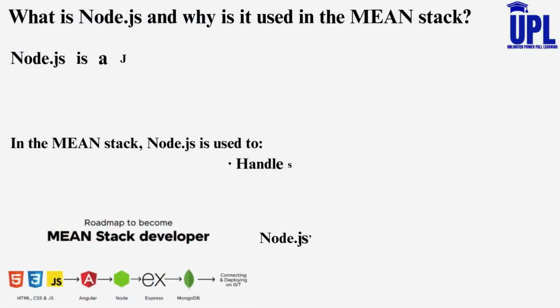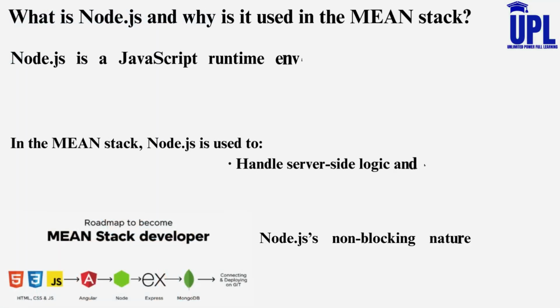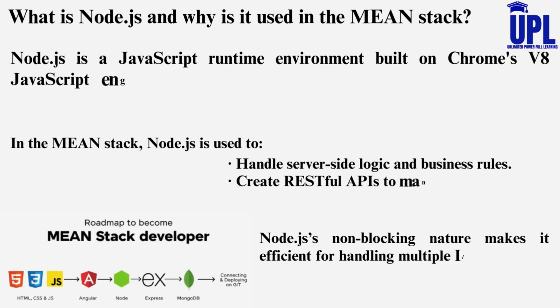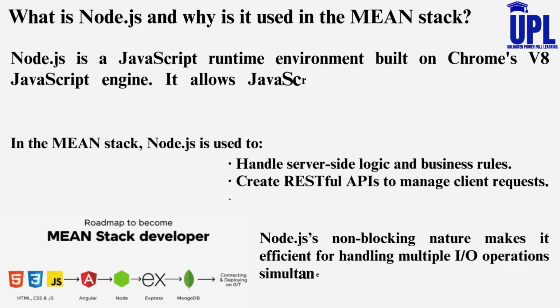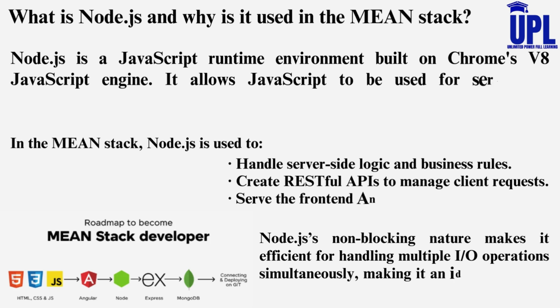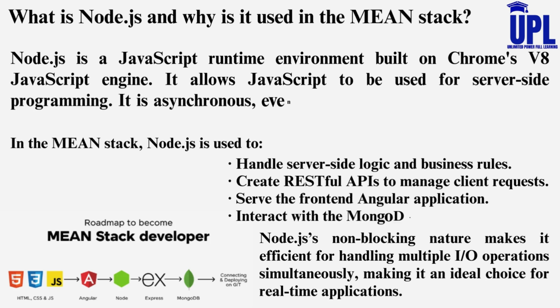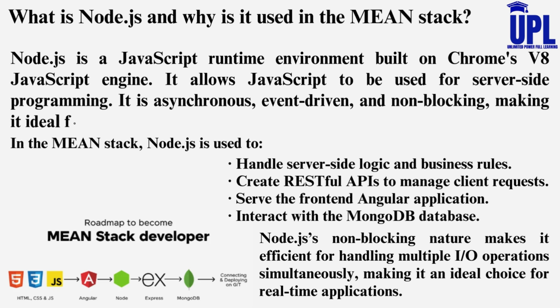What is Node.js and why is it used in the MEAN stack? Node.js is a JavaScript runtime environment built on Chrome's V8 JavaScript engine. It allows JavaScript to be used for server-side programming. It is asynchronous, event-driven, and non-blocking, making it ideal for building scalable network applications.